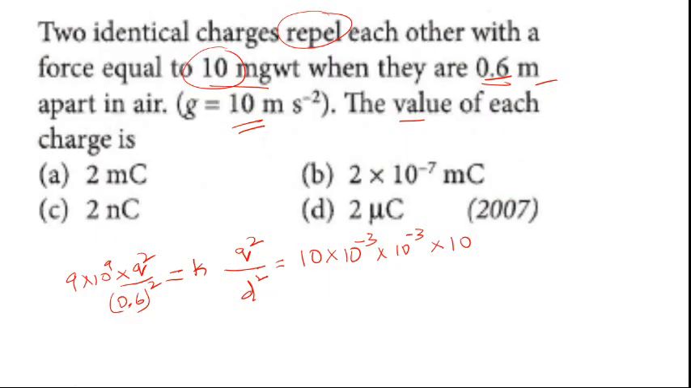I insist that whoever is watching, you simplify and find the value of q. I have substituted everything, only q is the unknown here. You actually calculate the whole of it and then choose which option is the correct one. And if you are watching on the YouTube channel, you should mention in the comment section which option is correct.